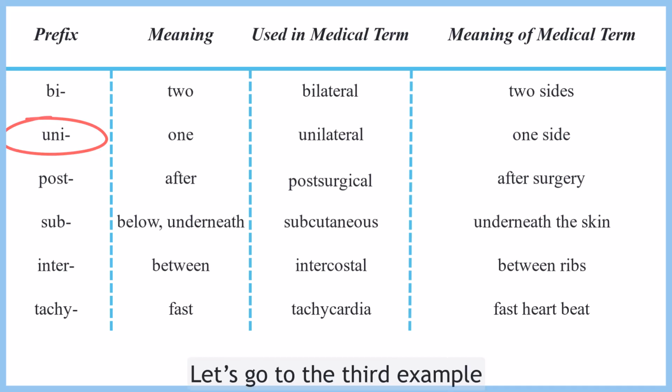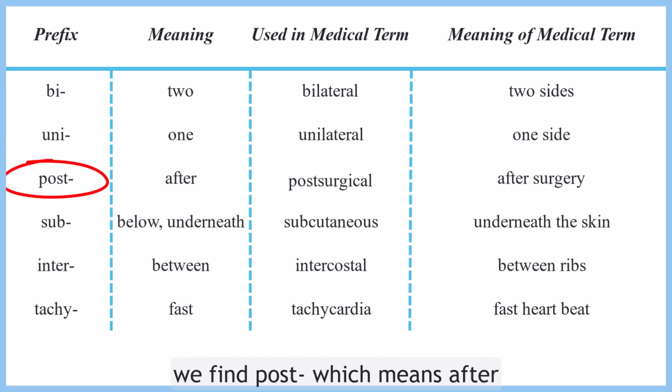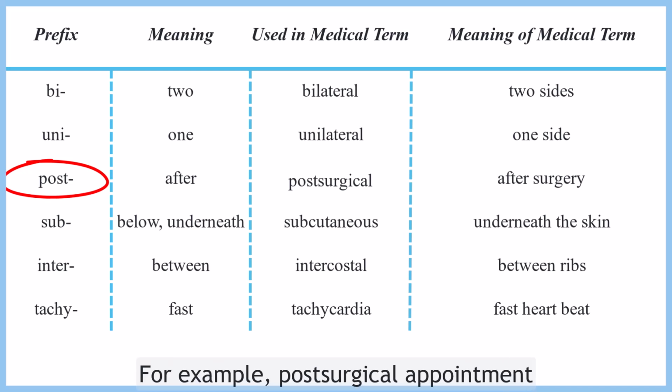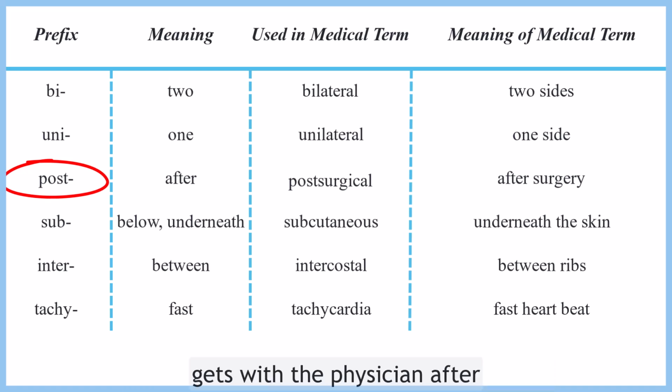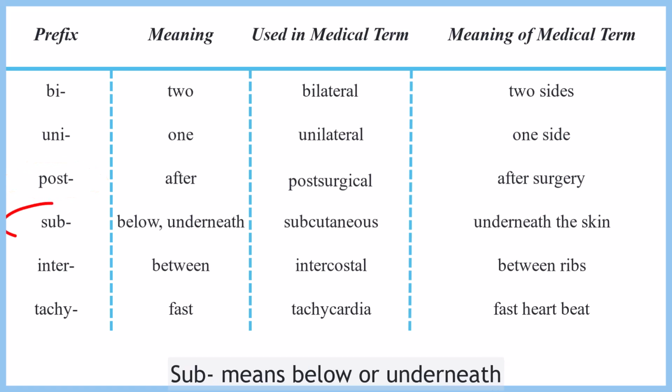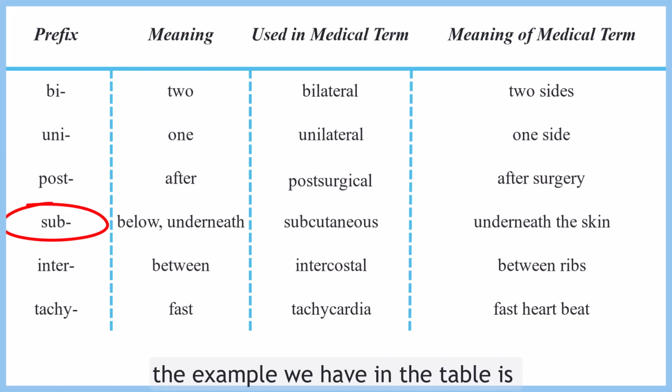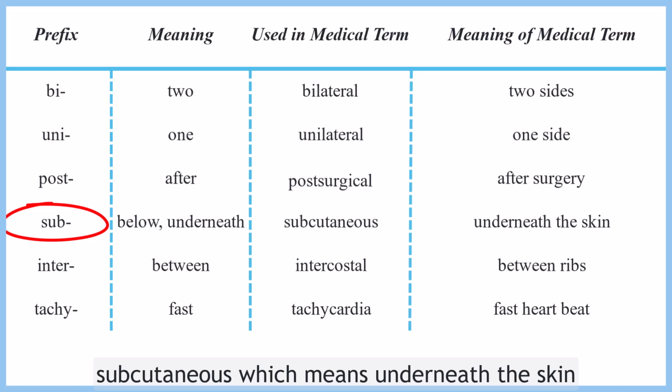Let's go to the third example. We find post, which means after. For example, post-surgical appointment, which is the appointment that the patient gets with the physician after the patient has had a surgery. Sub means below or underneath. The example we have in the table is subcutaneous, which means underneath the skin.